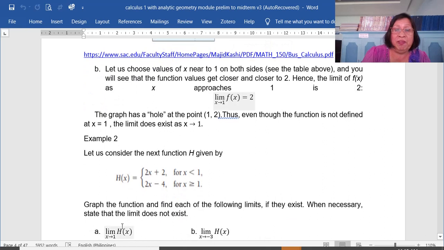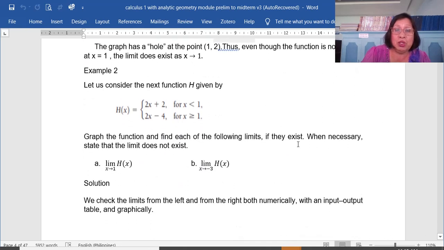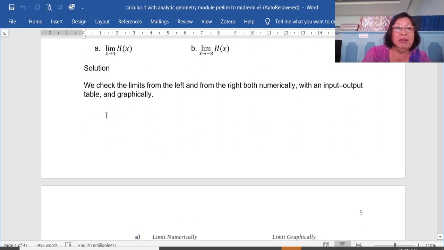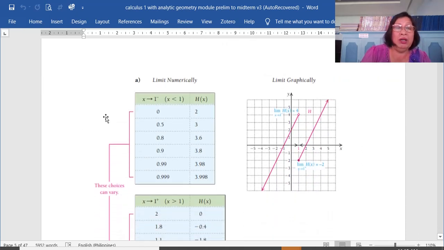Why? f of x is equal to 2 because there is only one variable. There are no many numerators and denominators. All you're going to do is to substitute the value of x.